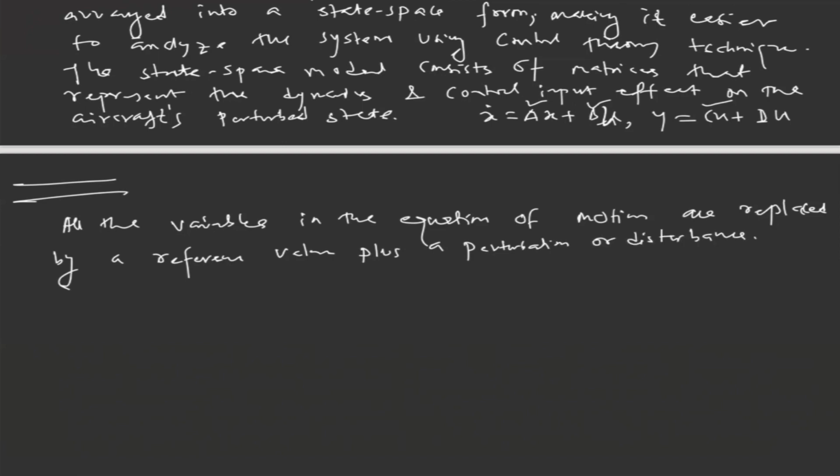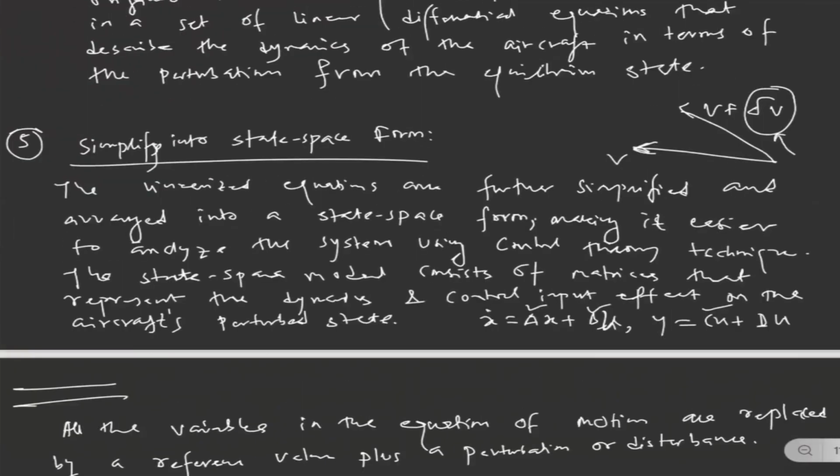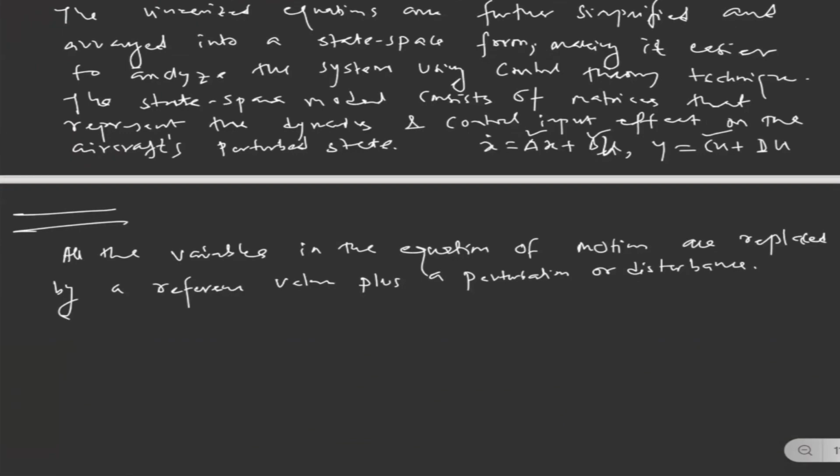As I have written here, if v is the variable, for example, and due to the perturbation or disturbance, the variable is shifted by delta v, we can write v plus delta v. So this is how, due to the perturbation, we need to apply this perturbation to all the states in the equation of motion of the aircraft.